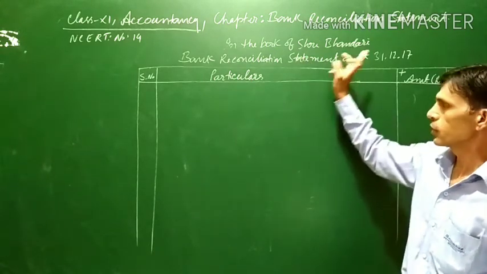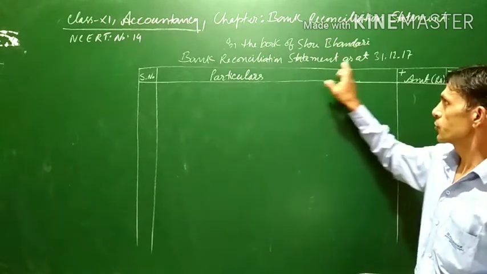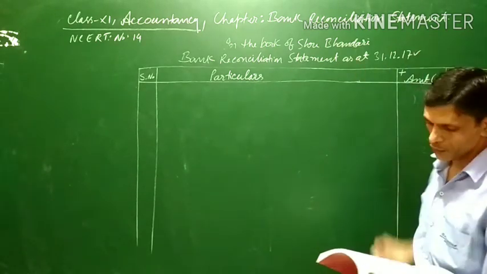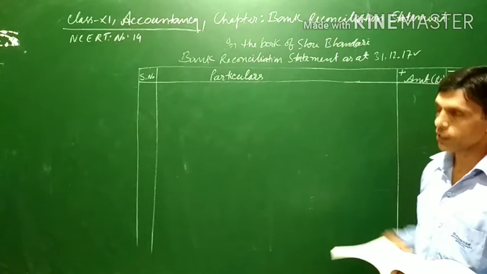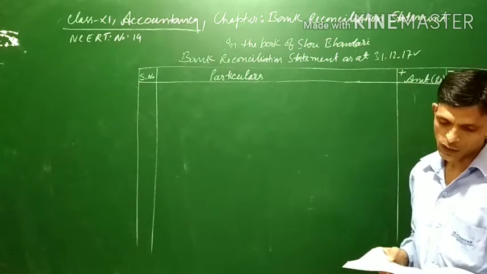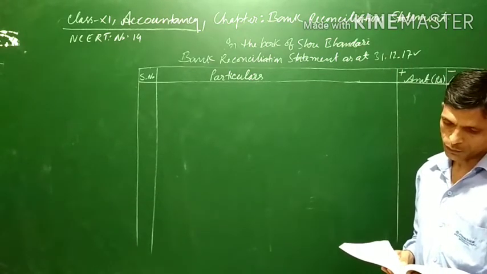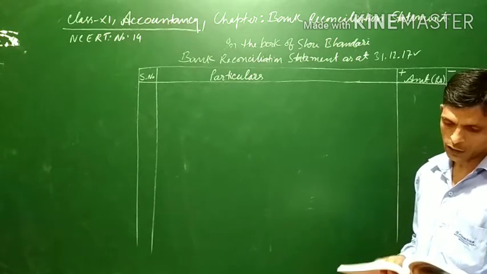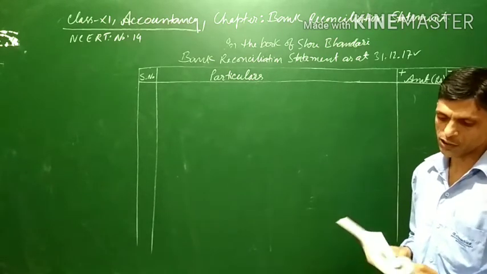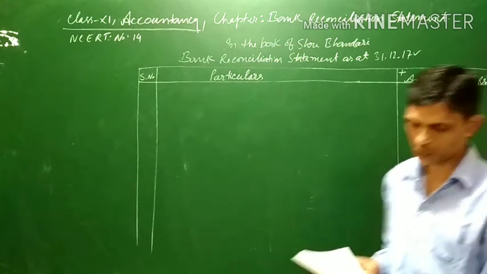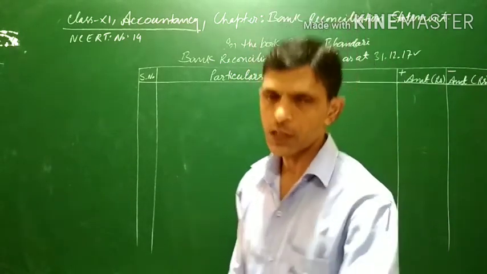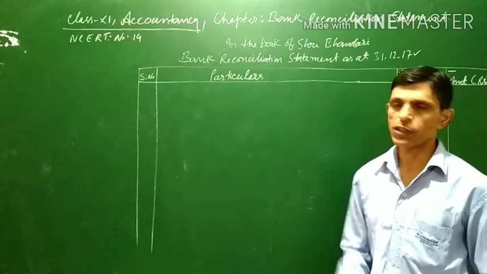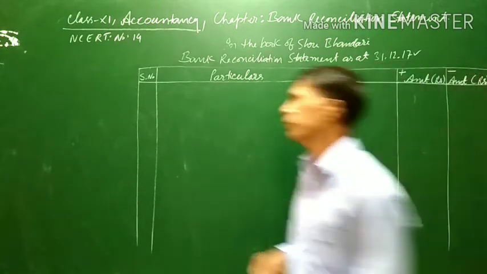So in the books of Bhandari, at the top we will be writing bank reconciliation statement, and the date also, accordingly as given in the question. The balance is given at the end. After the fifth point, you can see the balance is given as overdraft as per passbook. When overdraft or unfavorable balance is given, it is written in the minus column.